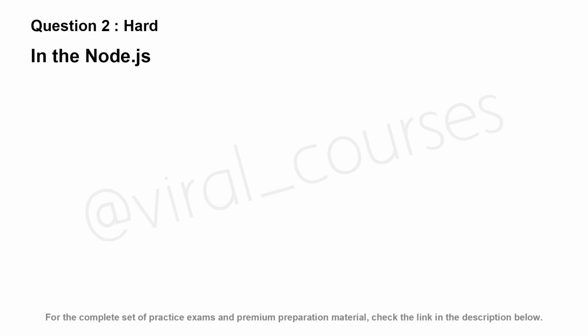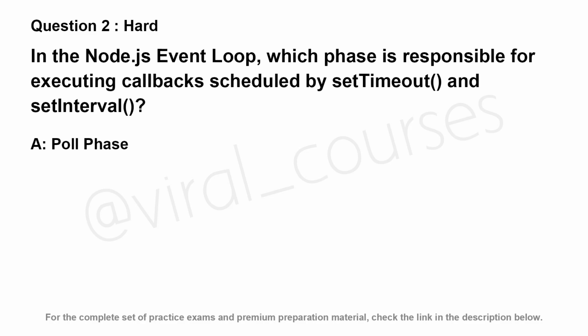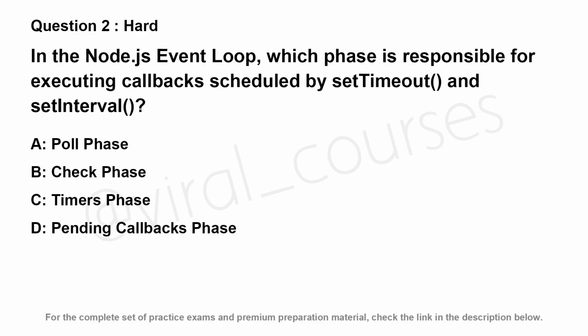In the Node.js event loop, which phase is responsible for executing callbacks scheduled by setTimeout and setInterval? Option A, poll phase. Option B, check phase. Option C, timers phase. Option D, pending callbacks phase.